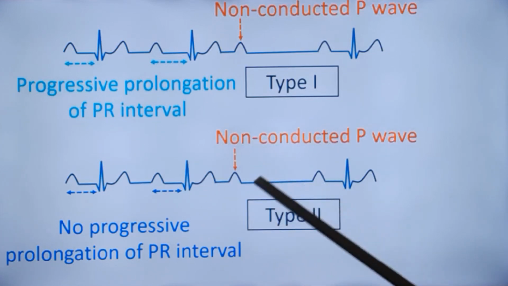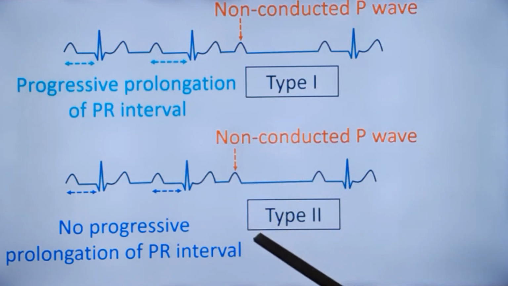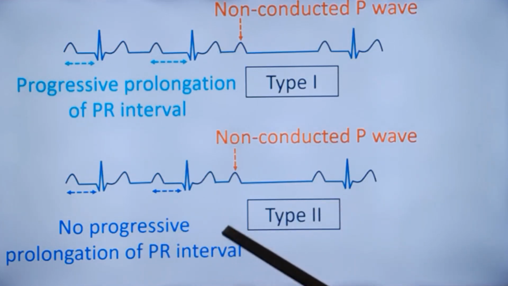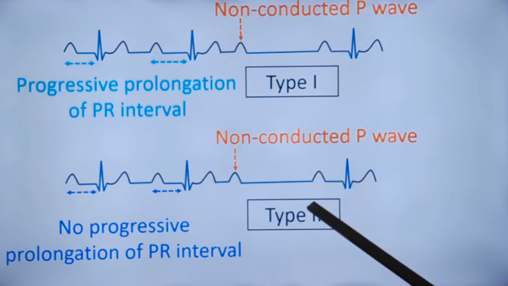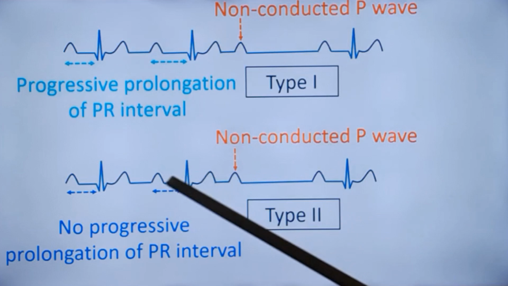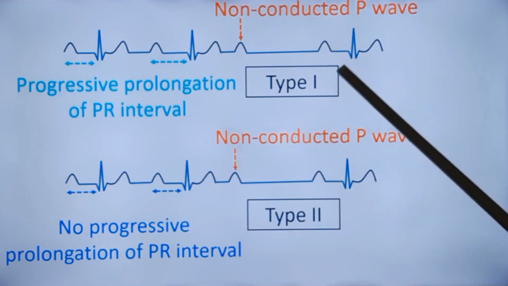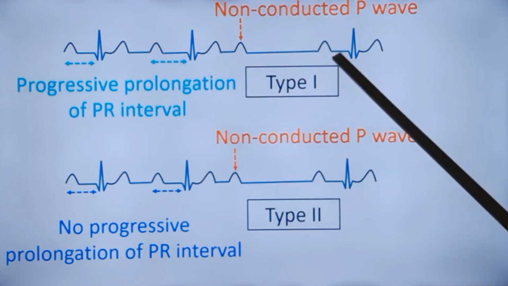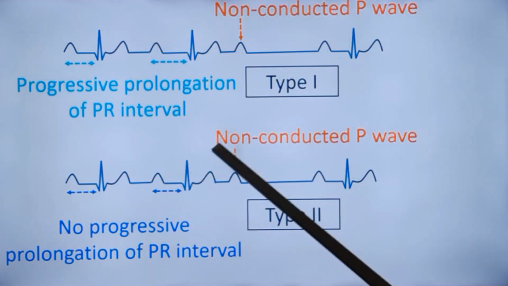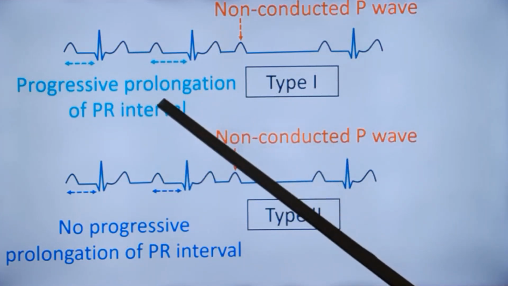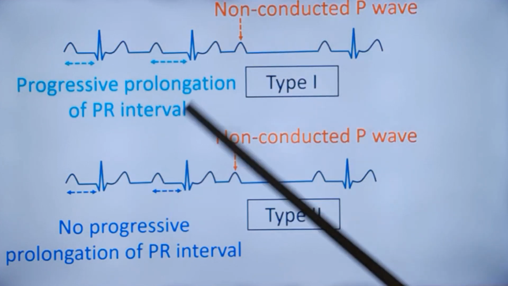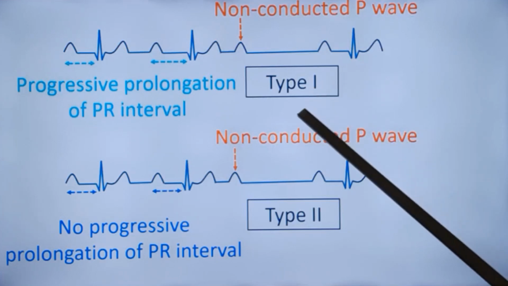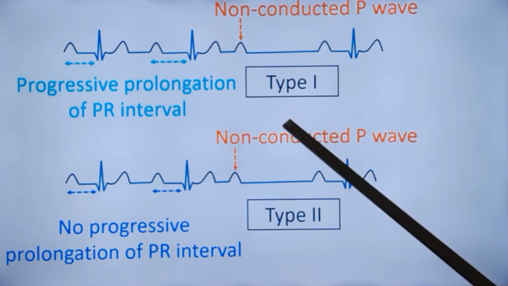Suddenly, there is a non-conducted P wave with absence of QRS complex. This is type 2. So, as there is no progressive prolongation, this interval can be double of this interval. In type 1, there is progressive prolongation of the PR. Here, I have shown only 2 cycles. You can have more also. Progressive prolongation with non-conducted P wave. That is the usual feature of Wenckebach or type 1 second degree AV block.